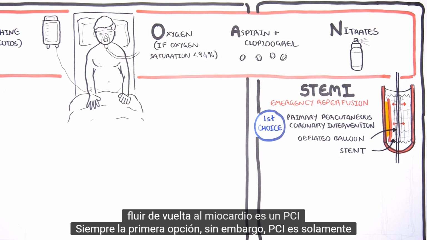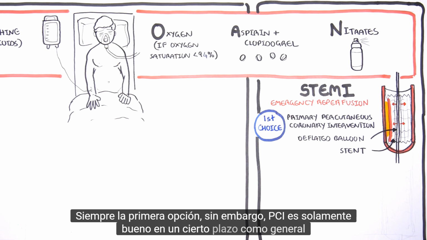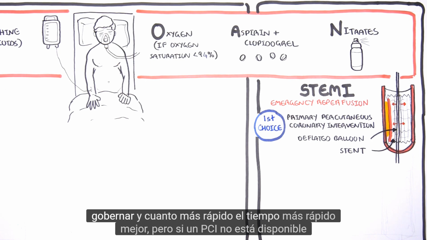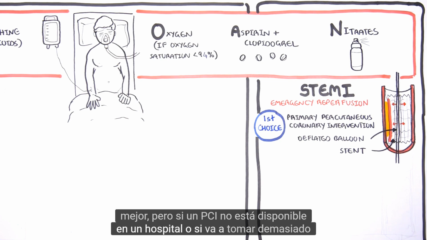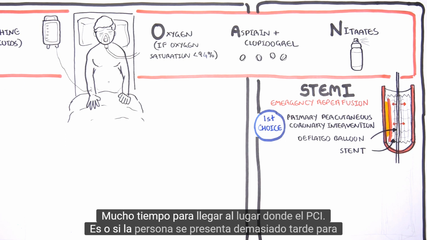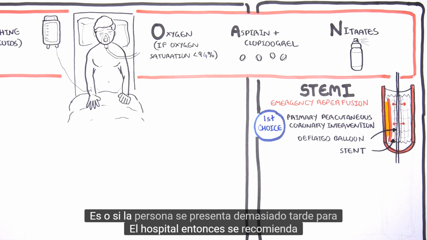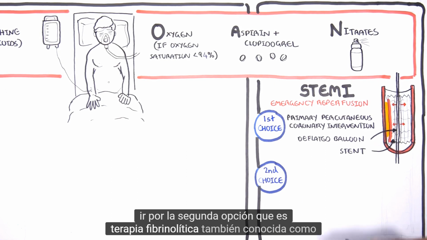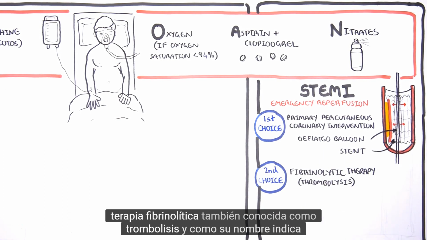However, PCI is only good in a certain time frame as a general rule. And the faster the time, the better. But if a PCI is not available at a hospital, or if it will take too long to get to the place where the PCI is, or if the person presents too late to the hospital, then it is recommended to go for the second choice, which is fibrinolytic therapy, also known as thrombolysis.